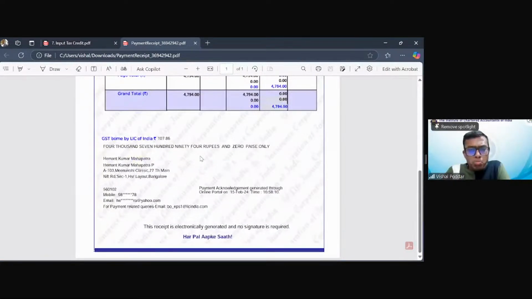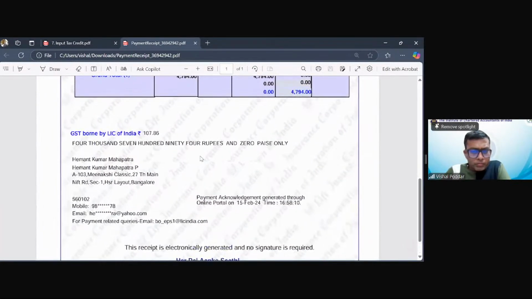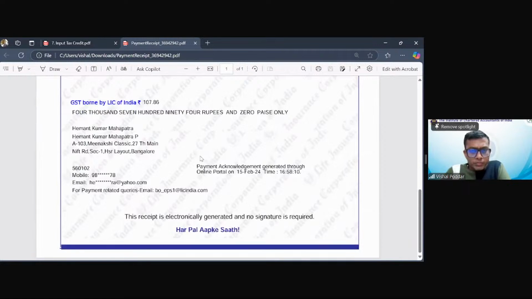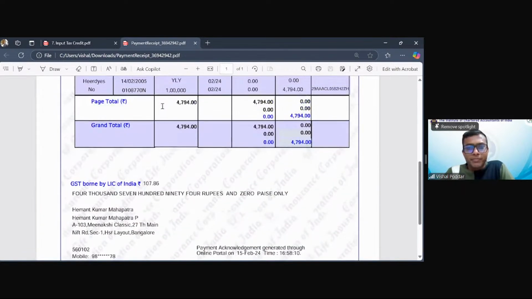Sir, on the bottom of the receipt. Please go to the bottom. It says GST borne by LIC of India, in blue color, the last line. What does it mean, sir? See, they have given the GST amount 107.86, but it says borne by. Why is it borne by?